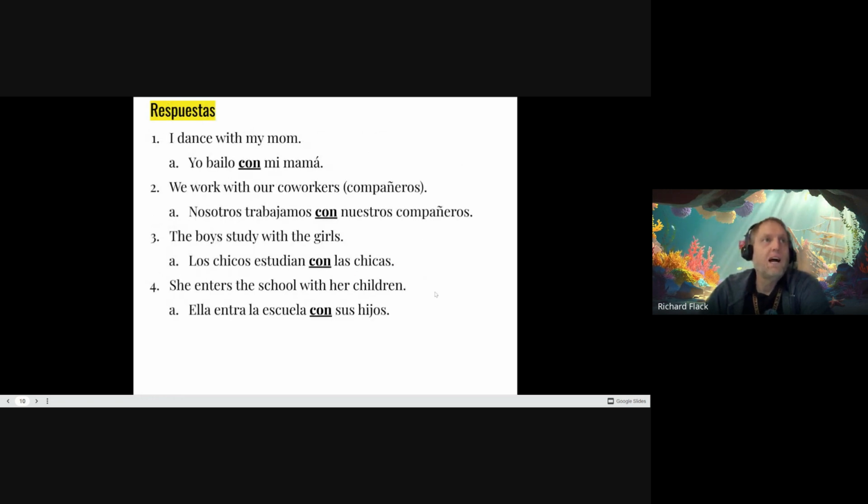Okay, número 1, I dance with my mom. Yo bailo con mi mamá. We work with our coworkers. Nosotros trabajamos con nuestros compañeros. The boys study with the girls. Los chicos estudian con las chicas. She enters the school with her children. Ella entra la escuela con sus hijos.